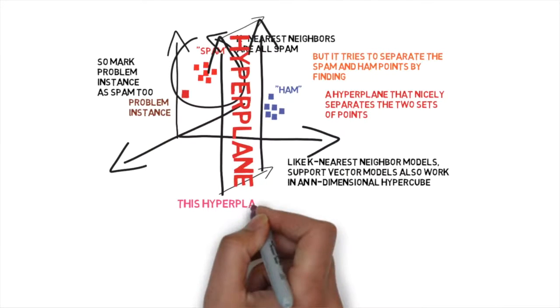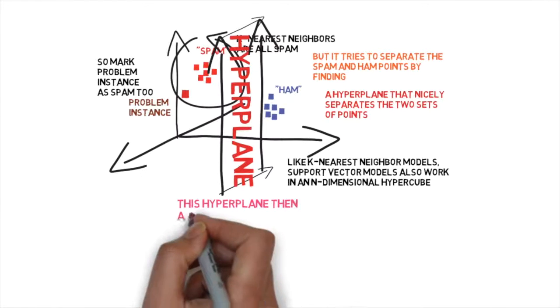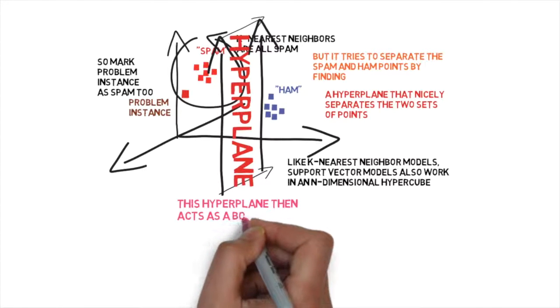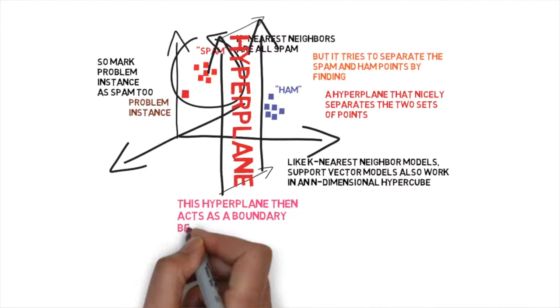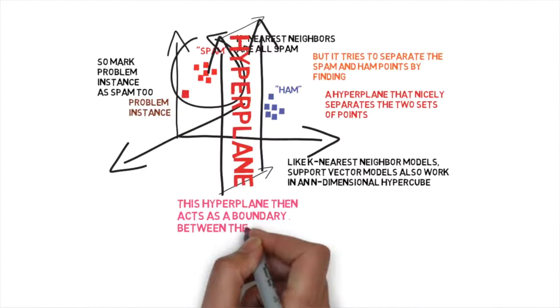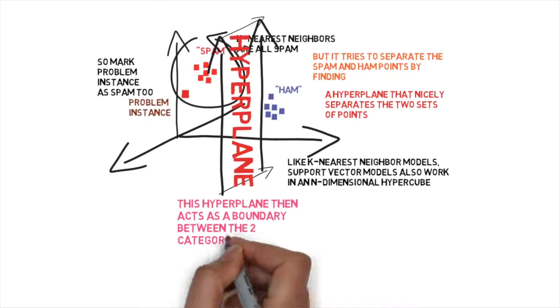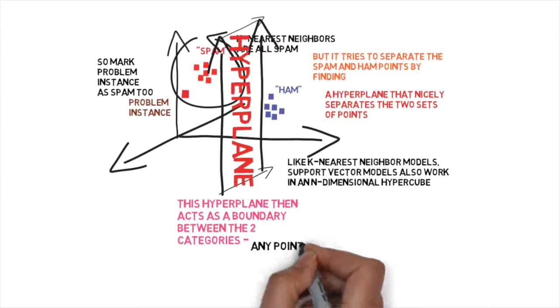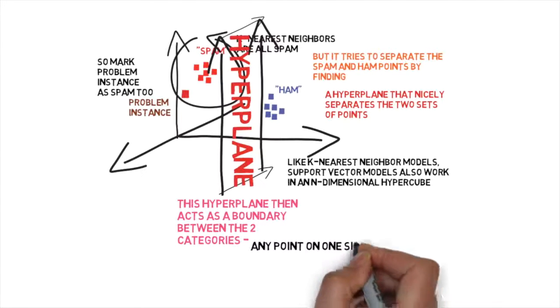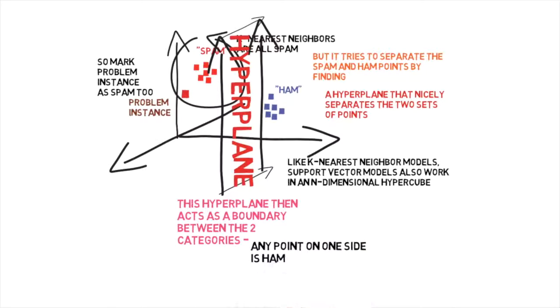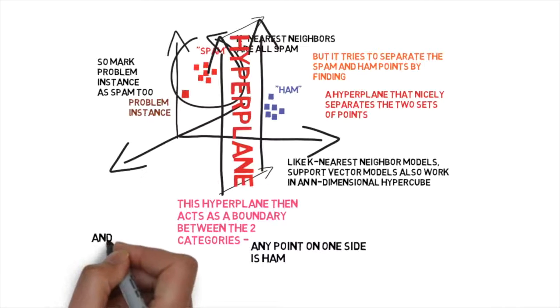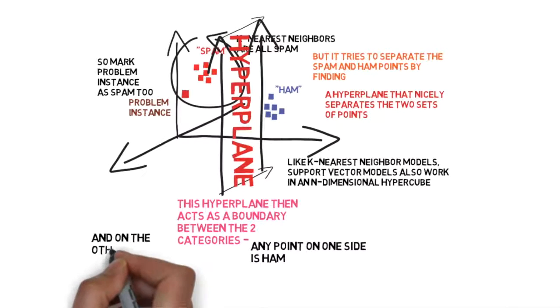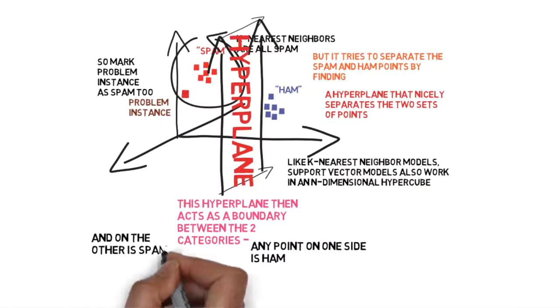This hyperplane then acts as something known as the decision boundary. Any point which falls on one side of the hyperplane will be assigned to that side or the category which is on that side. So any point on one side is ham and on the other side is called spam. This is the basic idea behind using support vector machines.